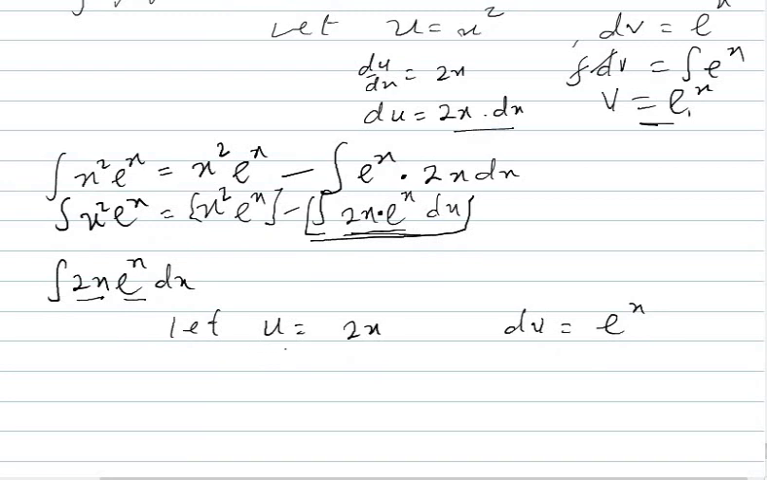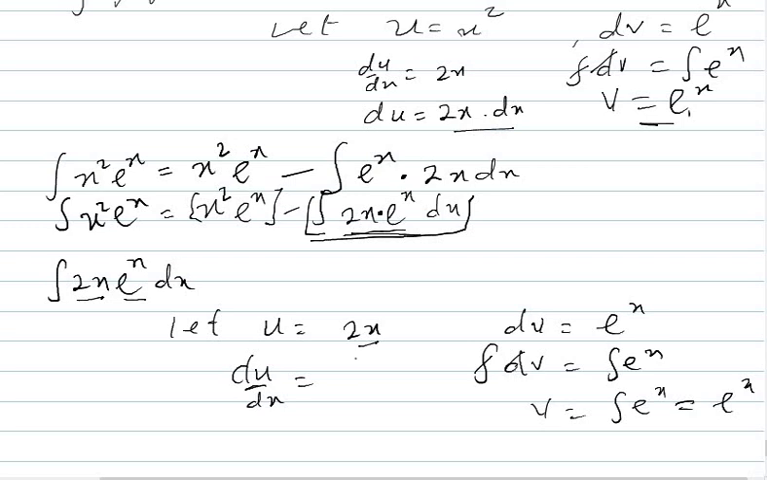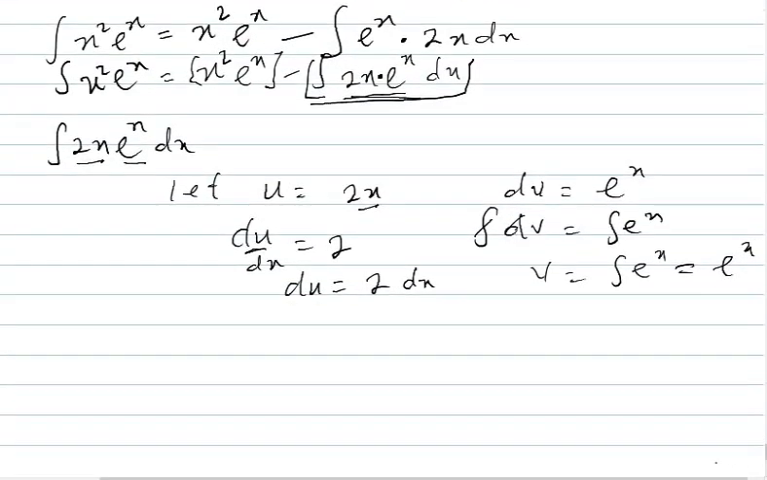As we already know from our formula, we need v, so we integrate both sides. The integral of dv goes with this, then we have v equal to the integral of e to the x, which is e to the x. We still need du, so we differentiate this. du with respect to x is equal to 2, and making du the subject, we multiply by dx. So you just have to put it in the formula, which is quite easy, and then complete the question.